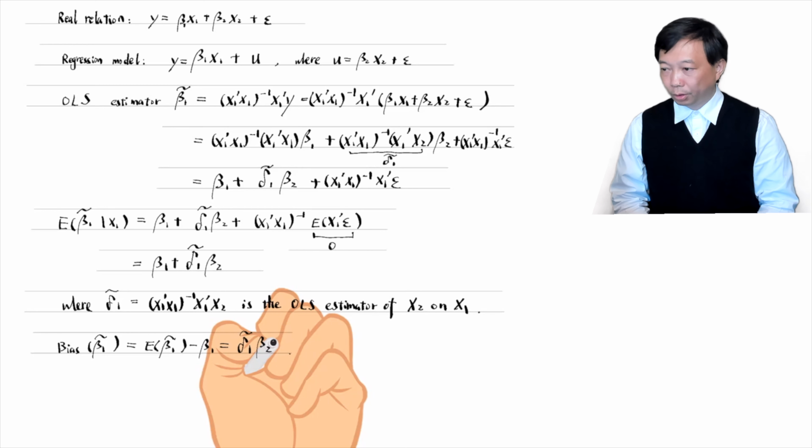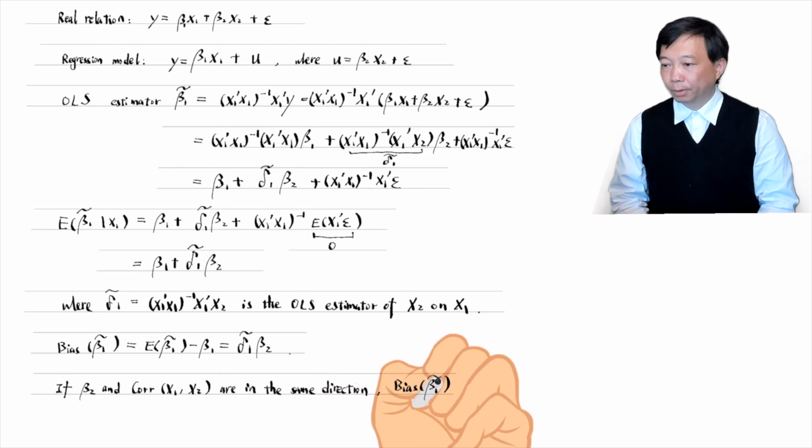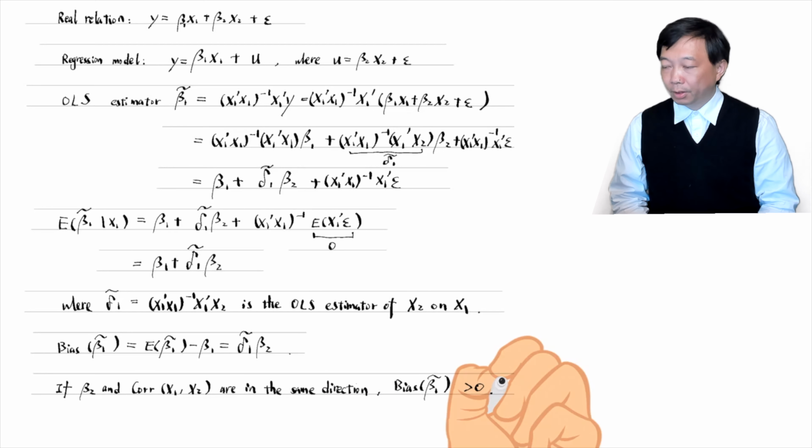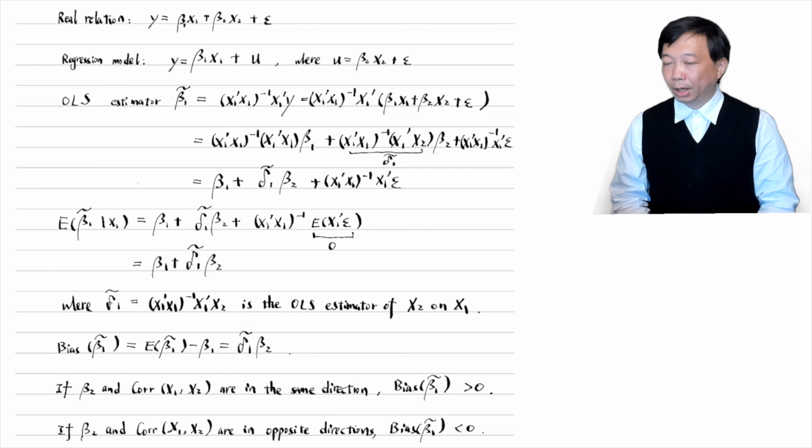Let's find the direction of the bias. If beta2 and the correlation between x1 and x2 are in the same direction, then the omitted variable bias is positive. That is, the OLS estimator, beta1 tilde, is upward biased. On the contrary, if beta2 and the correlation between x1 and x2 are in opposite directions, then the bias is negative. That is, the OLS estimator, beta1 tilde, is downward biased.